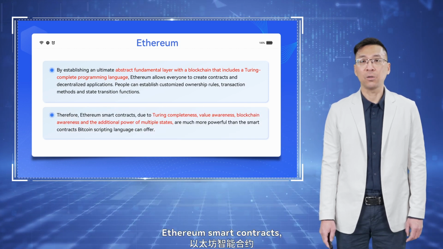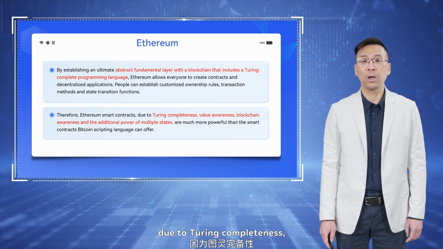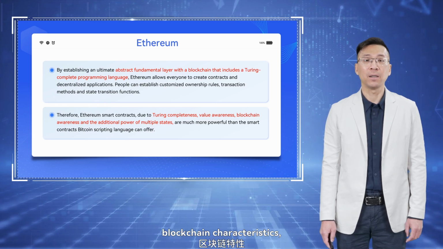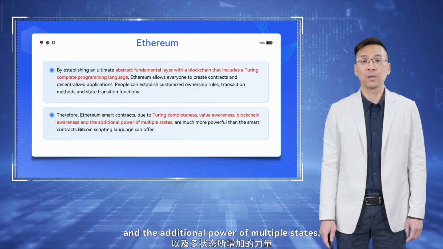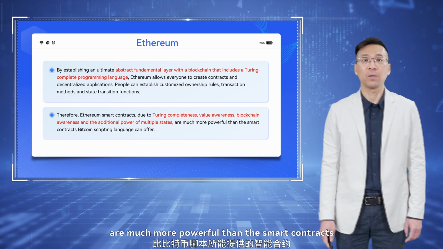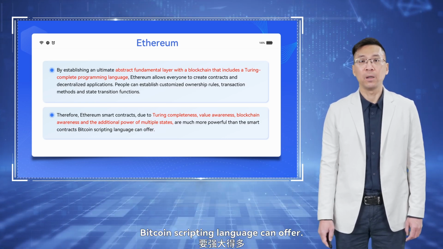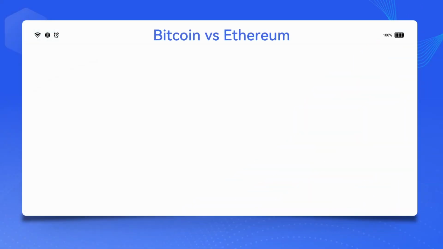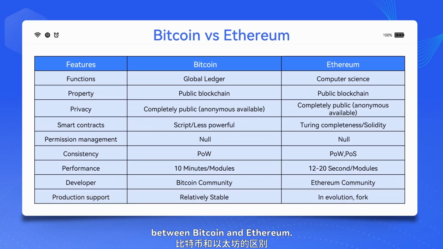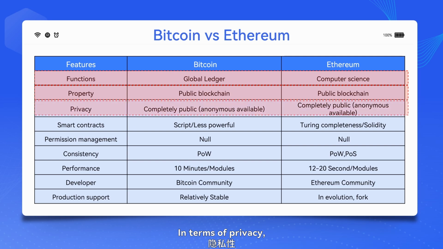Therefore, Ethereum smart contracts, due to Turing completeness, blockchain characteristics, and the additional power of multiple states, are much more powerful than the smart contracts Bitcoin's scripting language can offer. Let's look at the differences between Bitcoin and Ethereum. Both are global and their properties are public. In terms of privacy, it can be fully transparent while still keeping anonymity.